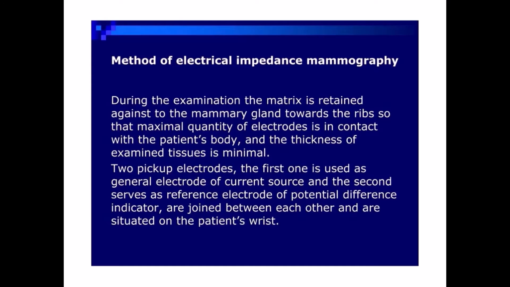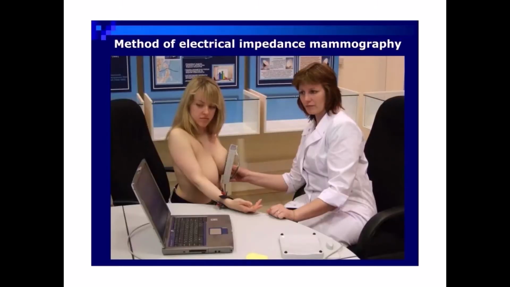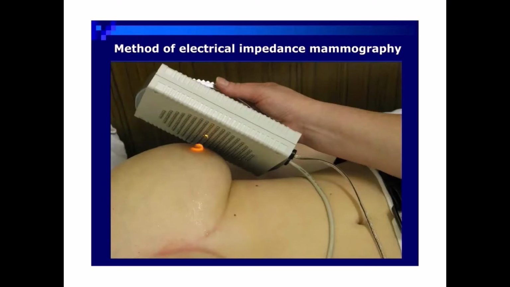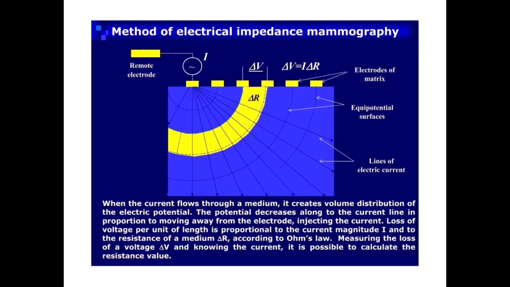Method of electrical impedance mammography. During the examination, the matrix is pressed against the mammary gland towards the ribs, so that the maximal quantity of electrodes is in contact with the patient's body, and the thickness of examined tissues is minimal. Two further electrodes are used: the first is the general electrode of the current source, and the second serves as the reference electrode of the potential difference indicator. They are joined to each other and situated on the patient's wrist. Remote electrode. Electrodes of matrix.